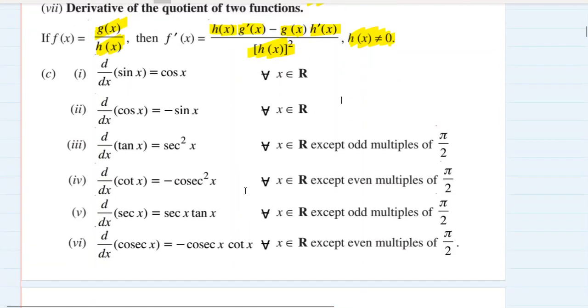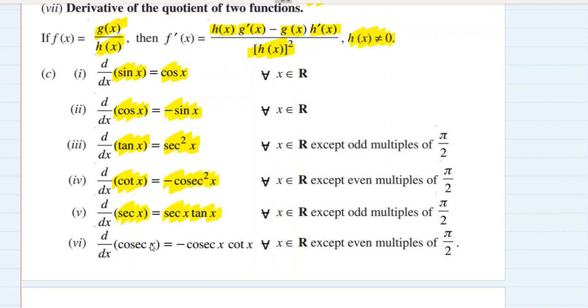Then there are these trigonometrical derivatives which we have seen last year. You must remember each and every one of them. d by dx of sine x is cos x. d by dx of cos x is minus sine x. d by dx of tan x is sec square x. d by dx of cot x is minus cosec square x. d by dx of sec x is sec x into tan x. d by dx of cosec x is equal to minus cosec x cot x.